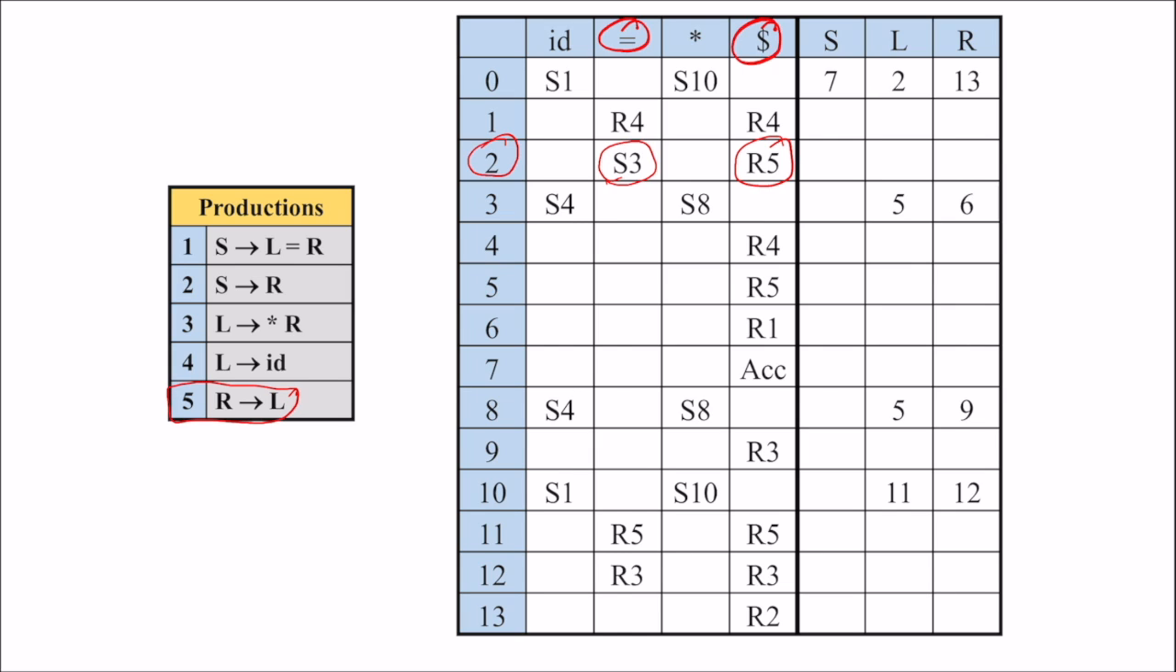And another few notable cases are if I have S4, on an ID it shifts to 4, on a star it shifts to 8, and if you have 13, it reduces using rule 2, which is S goes to R over here. It only happens with certain symbols of look ahead.